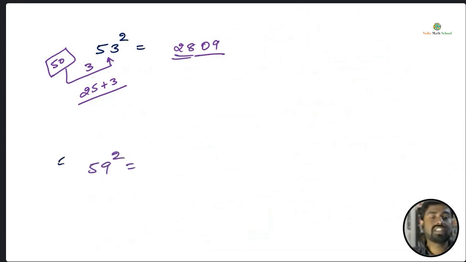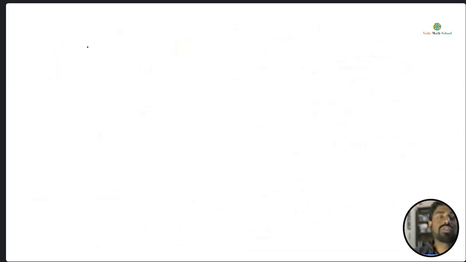59 square. The difference is 9. 9 square is 81. Now 25 plus 9. Now solve this question. I'm not going to solve it.